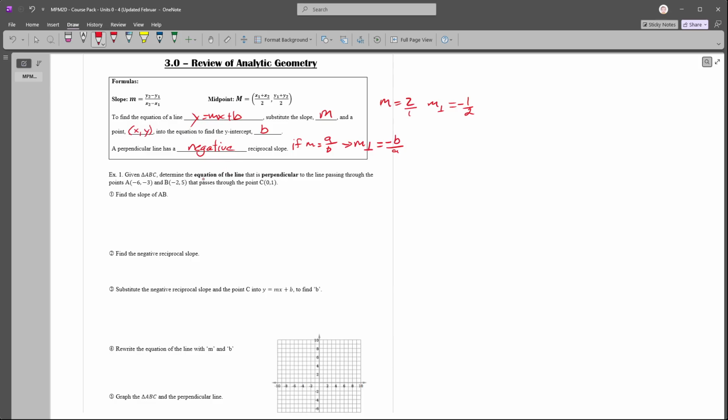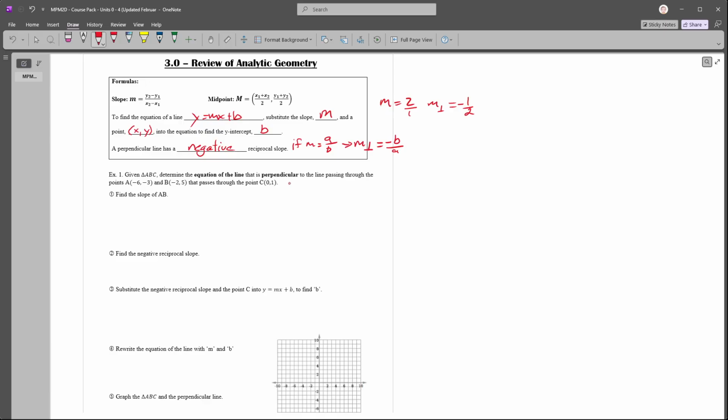All right, so let's start applying these things. Given some triangle ABC, we're going to try and determine the equation of the line that is perpendicular to the line passing through the points A(-6, -3) and B(-2, 5), that passes through the point C(0, 1). That was a mouthful. Let's reword that because that's kind of confusing. First of all, the original line we're talking about is AB. And what we want is the line perpendicular to that, but the line that is perpendicular to that will also pass through the point C(0, 1).